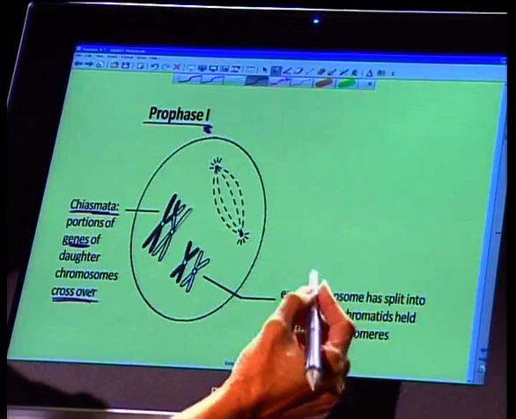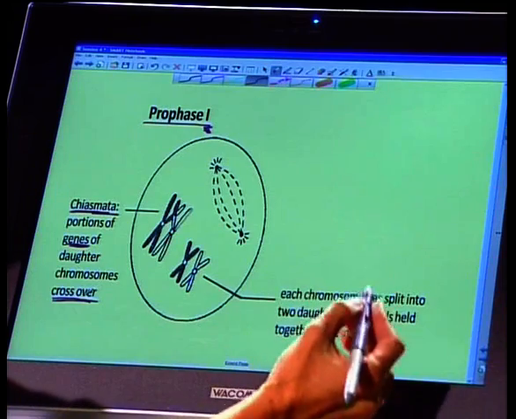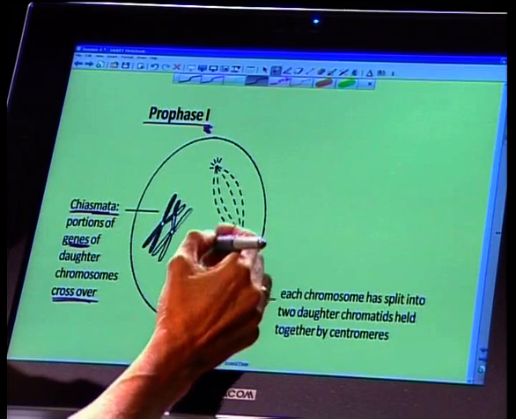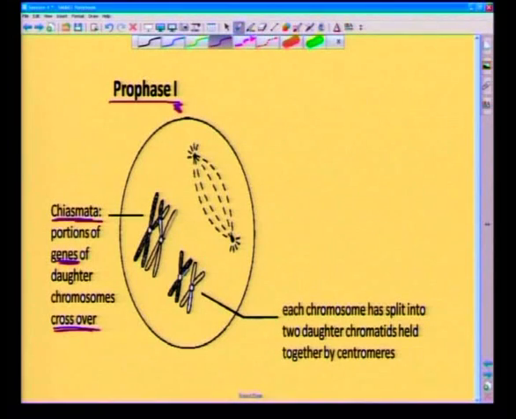All right, now, each chromosome has split into two daughter chromatids held together by centromeres. You see this? There you've got your two daughter chromatids, and they are joined here by a centromere. And this would be a homologous chromosome.